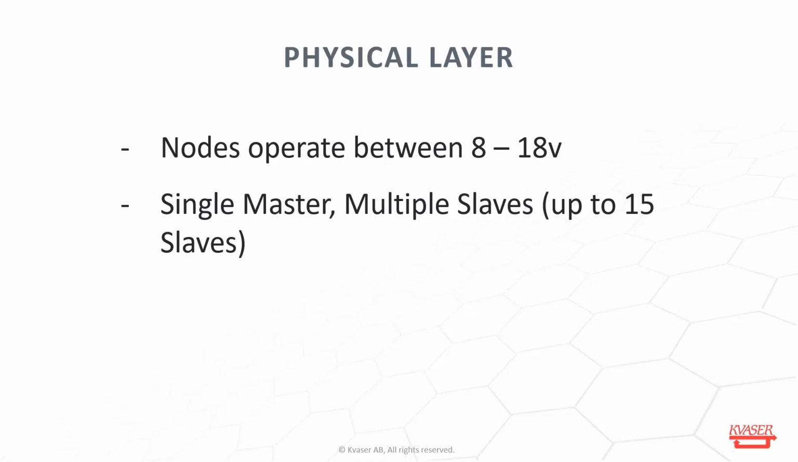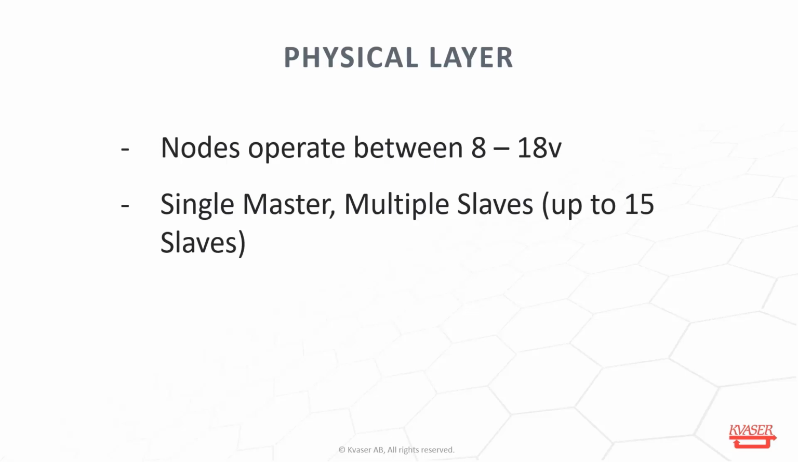It works on the slave principle, single master, multiple slaves, up to 15 slaves. Different protocols can have more nodes on them. If you don't need that many nodes, why pay for a protocol that allows you to have 100 nodes on it when you're not going to need them? Something I wanted to point out too is that the master on the LIN bus can also act as a slave.